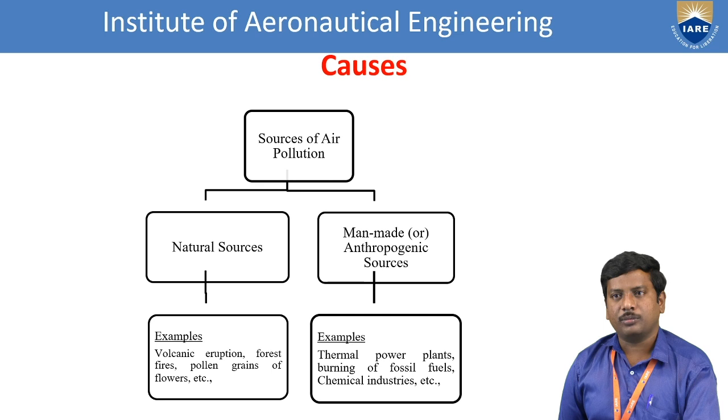And the second cause is nothing but man-made or anthropogenic sources. What are the examples? Nothing but thermal power plants, burning of fossil fuels like coal and petrol, and coming to the chemical industries. So these are the examples of man-made or anthropogenic sources. So that is the second cause of air pollution.